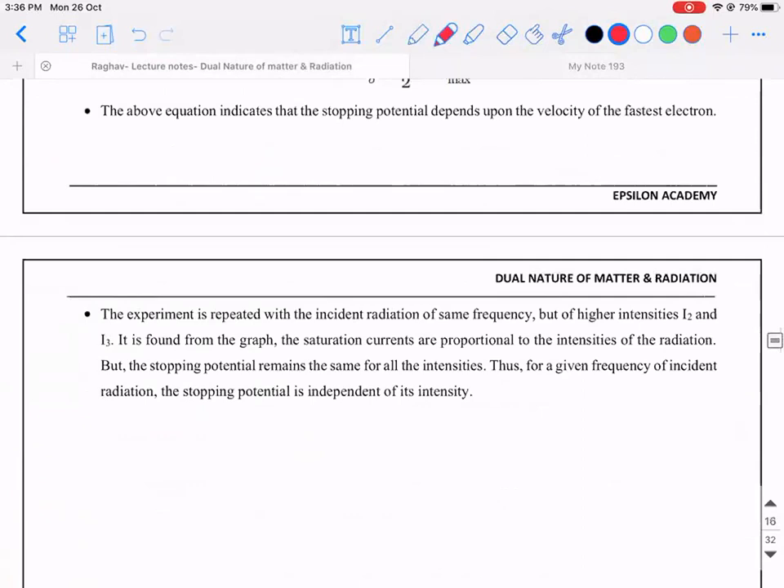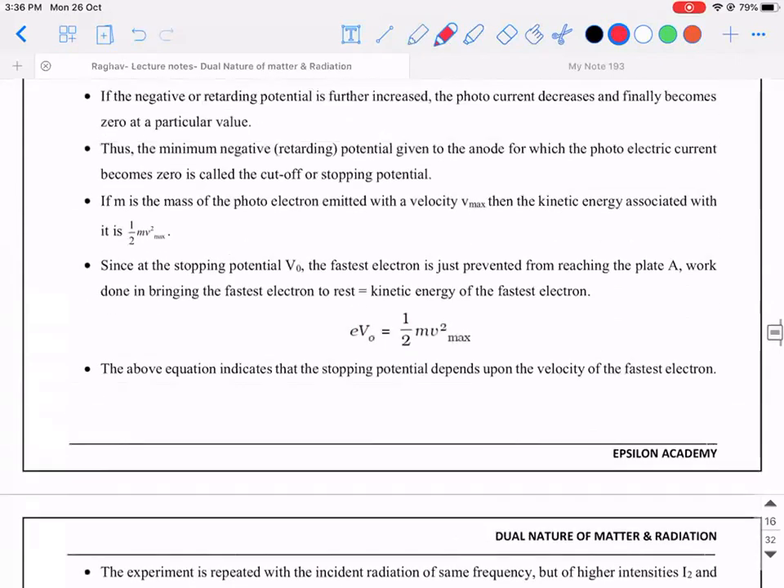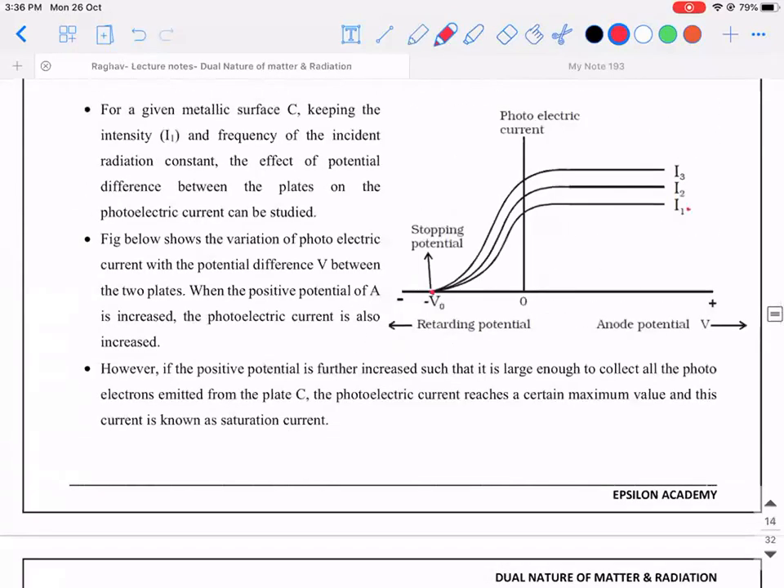One important point to be noted from here is that when the light is of a given frequency, that is, when the frequency of the incident radiation is fixed, then the stopping potential is independent of its intensity. Last class I explained that the stopping potential does not depend on the intensity of the light that you use. Whatever the intensity, it is going to be a constant, provided the frequency is constant.